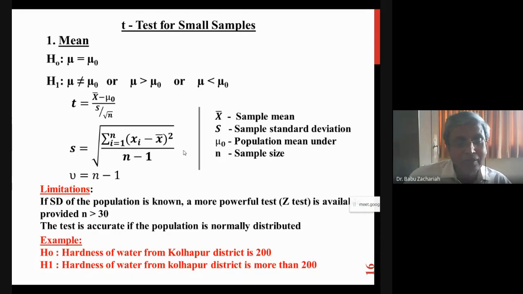As an example, the hardness of water from Kolhapur district is 200. Alternative, the hardness of water from Kolhapur district is more than 200. In such a situation, this 200 and all, they are standard values. So if you want to compare something with a standard value, usually the test for mean is used. Now we'll go back to SPSS.